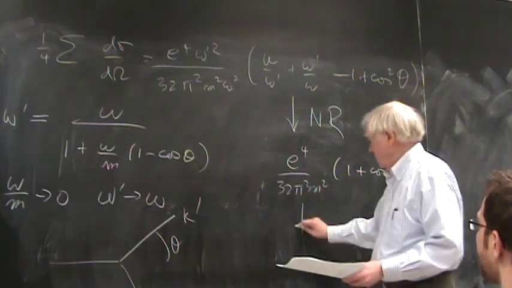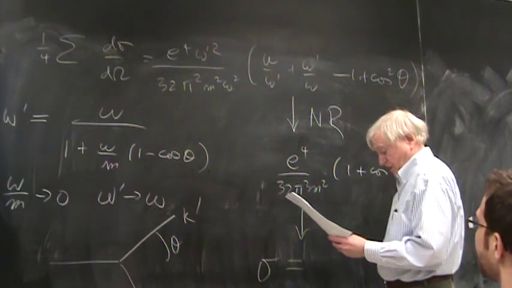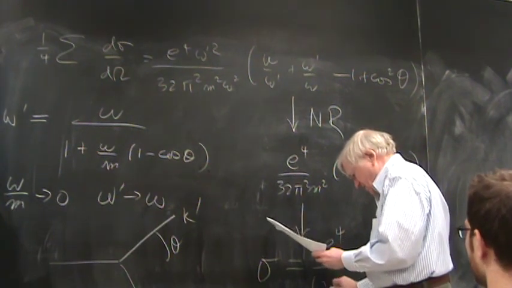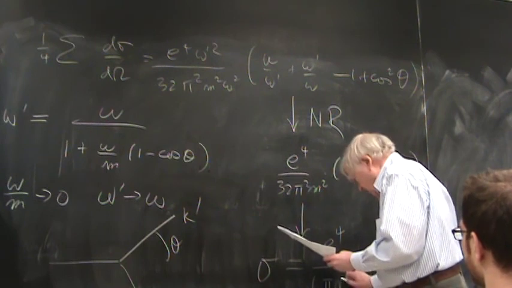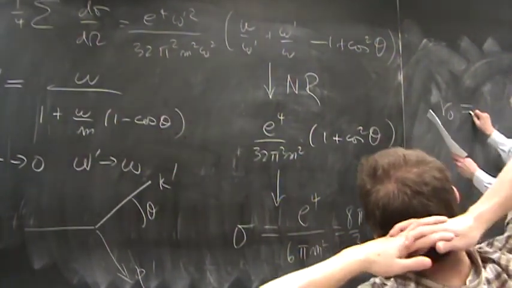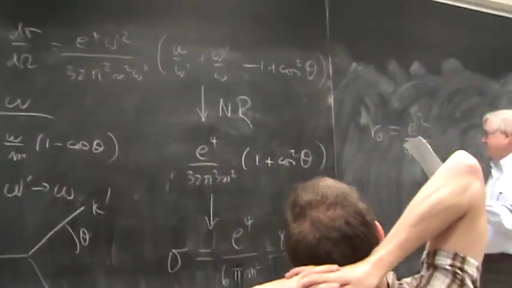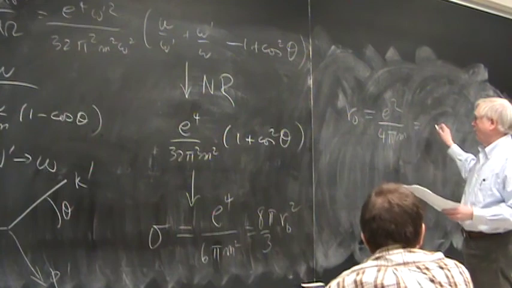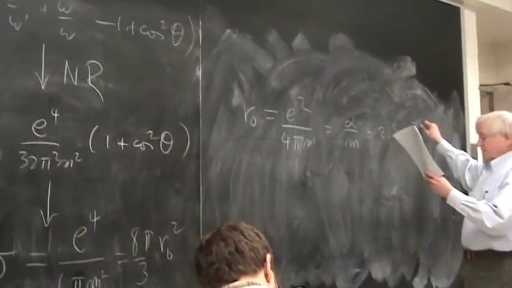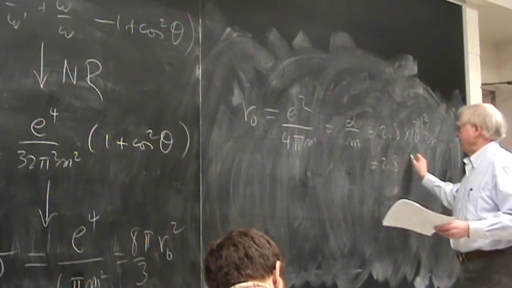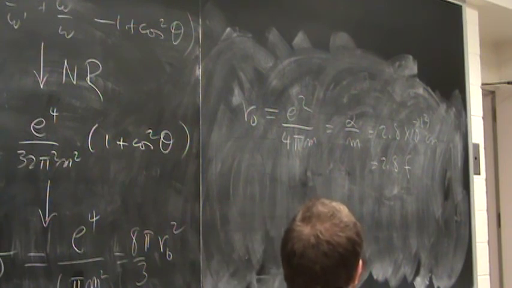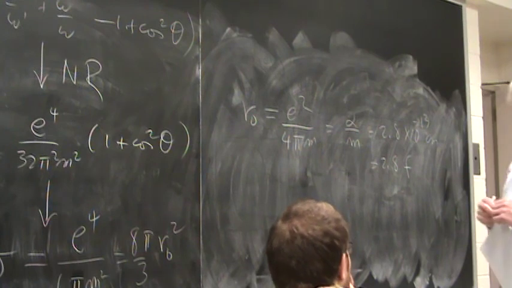If you integrate over angles, you get e to the fourth over 6 pi m squared, which is also 8 pi over 3 r0 squared, where r0 is the classical radius of the electron, e squared over 4 pi m, or alpha over m, which is something like 2.8 times 10 to the minus 13 centimeters, or 0.8 fermis. All right, so that's Compton scattering. So I propose we start path integrals next time.